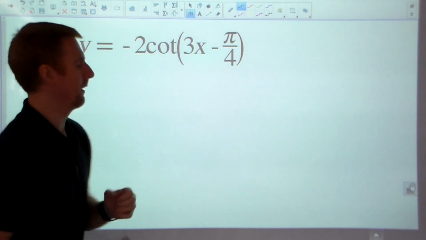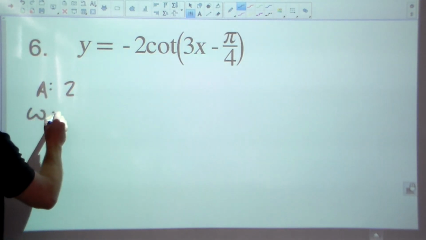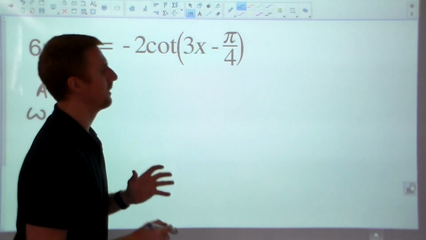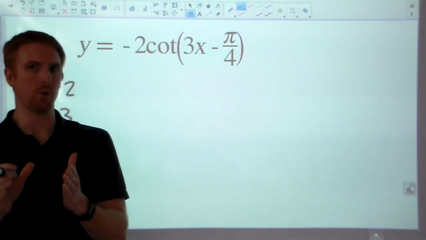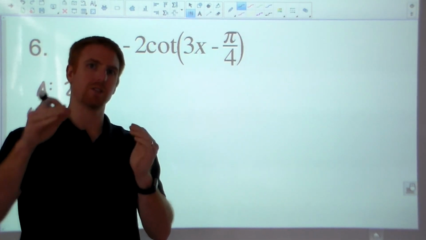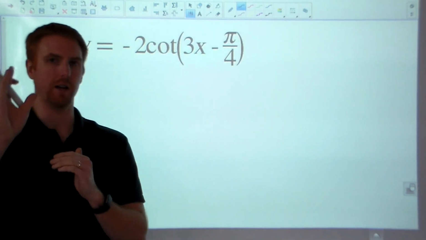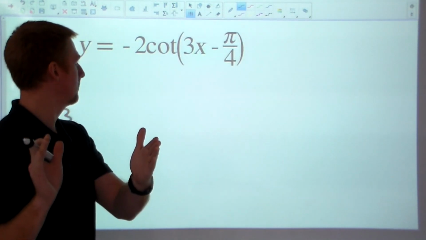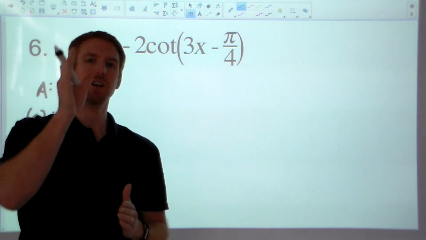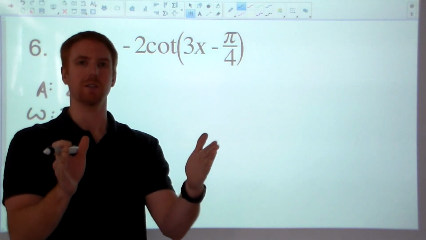Before I get to period, it's probably good to do frequency. In this case, it's going to be 3. It's just the number beside x. But you've got to remember that the normal period, the normal time to do one cycle of tangent, is pi radians. That's all it takes. -pi/2 to +pi/2. I just realized I'm talking about cotangent here. So 0 to pi for cotangent.